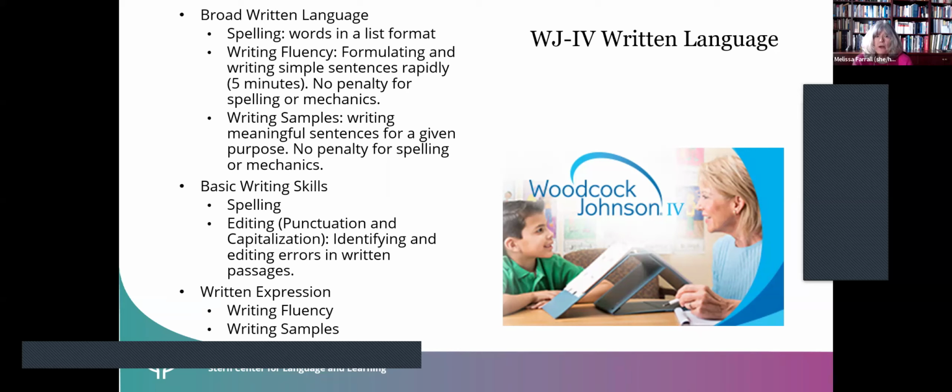So we can do that, or we can decide we want to assess basic writing skills, the spelling and editing, okay? Or we can just do writing fluency and writing samples and pull those together into a composite score called written expression. So the Woodcock-Johnson lets you do a lot of good stuff, right? Lets you look at that fluency, spelling, looks at editing tasks. It does not, however, look at the ability to formulate a paragraph or a lengthier text.